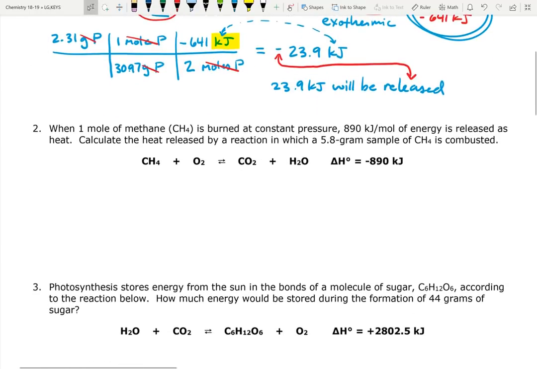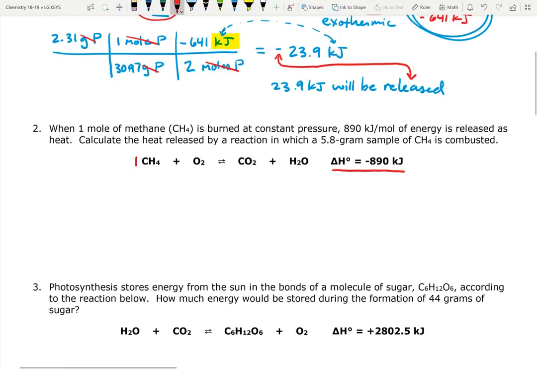All right, so this question says that when 1 mole of methane is burned at constant pressure, and we're not going to deal with anything changing pressures in any of these problems, it's a little bit more advanced than we need here, 890 kilojoules per mole of energy is released. So in this problem, we have 890 kilojoules of energy being released for every 1 mole of methane that comes into the reaction. That's what that first sentence is saying. And it's released as heat.